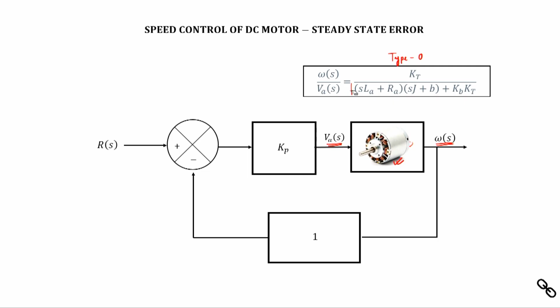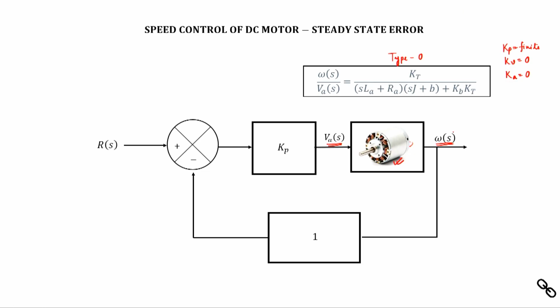Now if it is a type 0 system, what are the things we know? We know that Kp will be finite, Kv will be 0, and Ka will be 0. Which means that it will follow a step input with a fixed error.